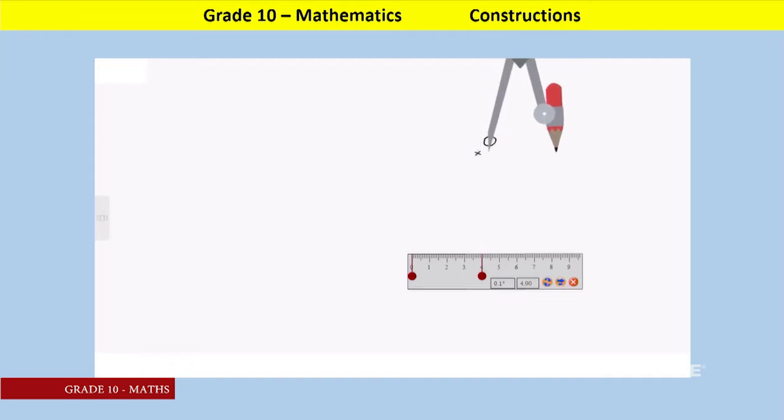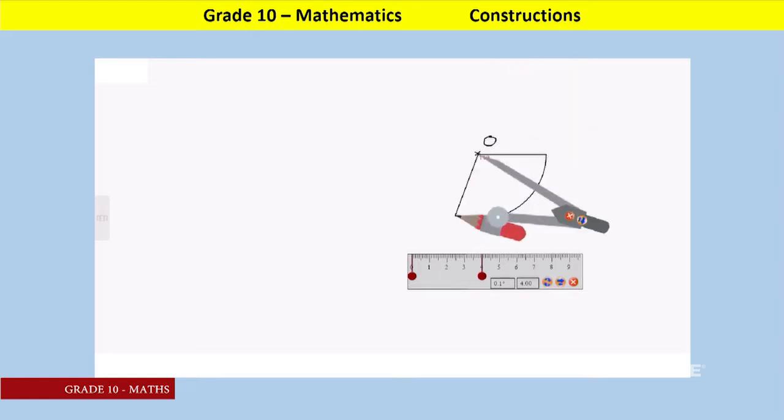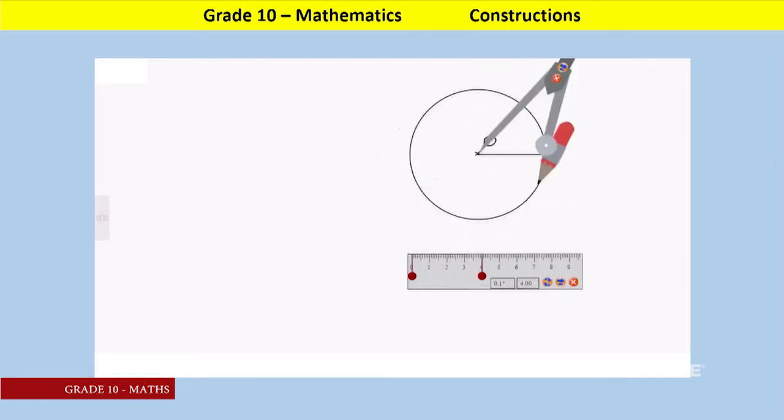Measure 4 cm. Keep the steel point on O and move your pencil. The pointed edge of the pencil moves on a circle. The locus of a point moving at a constant distance from a fixed point is a circle. The fixed point is O, the radius is 4 cm. So, this is a circle.